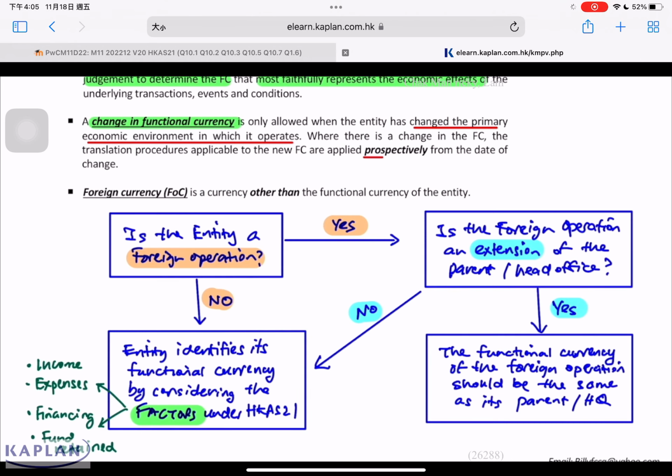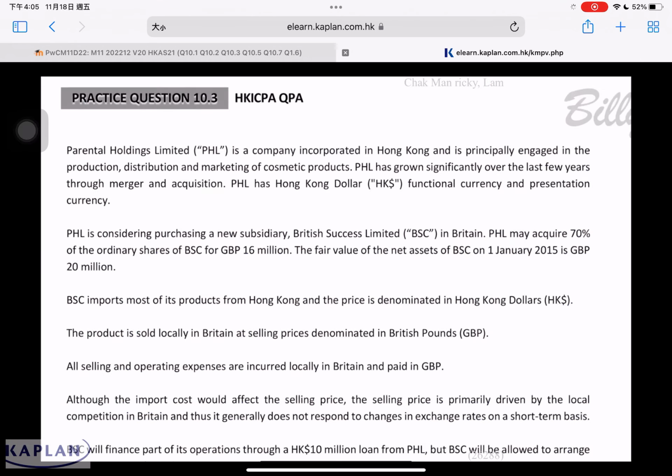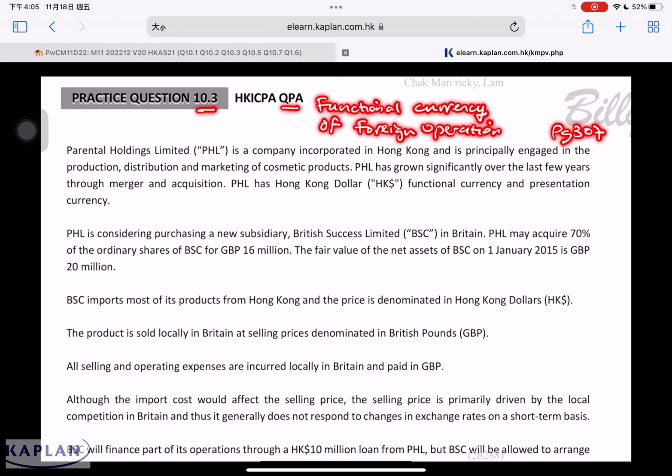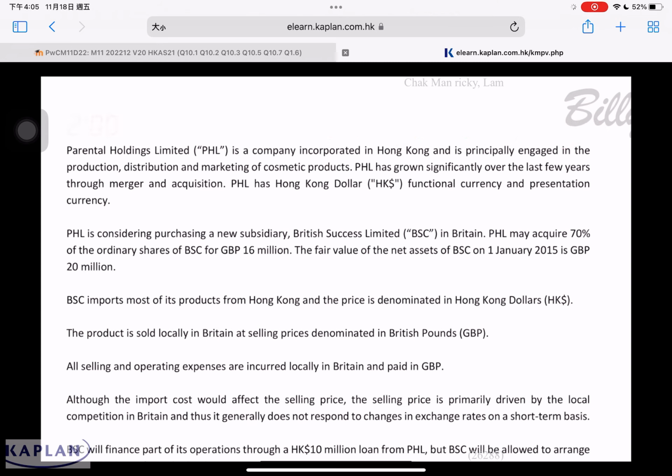Let's look at a question on functional currency. Please refer to page 307. Question 10.3 is a Module A question to discuss how to determine the functional currency of foreign operations. Study the question, understand the issue. We will discuss this question shortly.